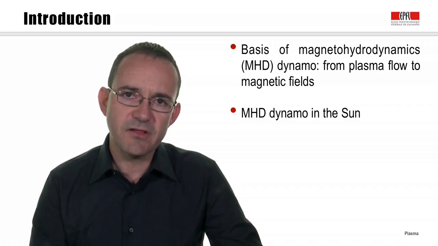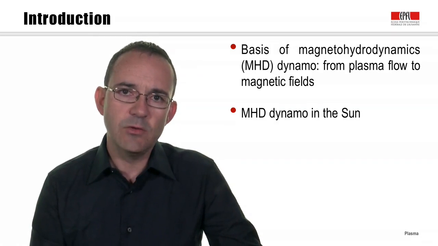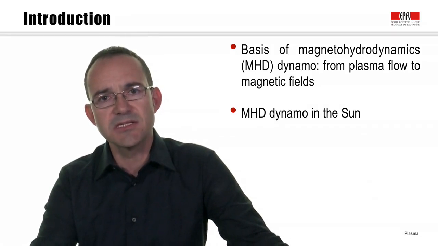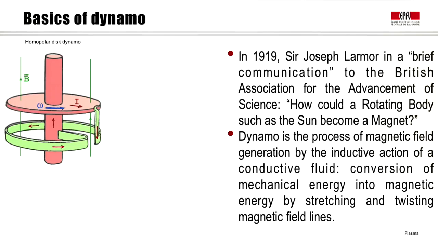I will use the plasma physics tools that you have learned so far, and I will focus on the main physics issues by skipping the complicated details. The generation of magnetic fields in astrophysics is an old question. In 1919, Larmor asked in a brief communication the following question: how could a rotating body, such as the Sun, become a magnet? The answer to this question could be a dynamo process in which the magnetic field is generated by the inductive action of a conducting fluid.